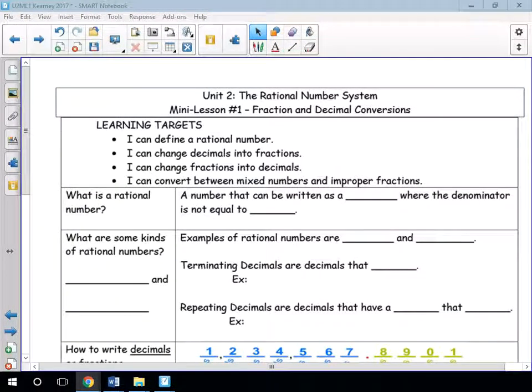Lights, camera, action, fractions. If it's improper, you have to change it into a mixed number. I'll be the one to explain it. Improper's when the top number is bigger than the bottom. So when you take the bottom, fit it into the top one.